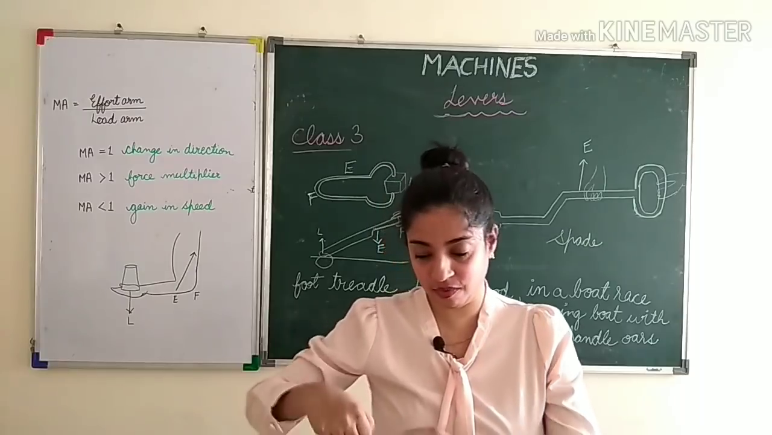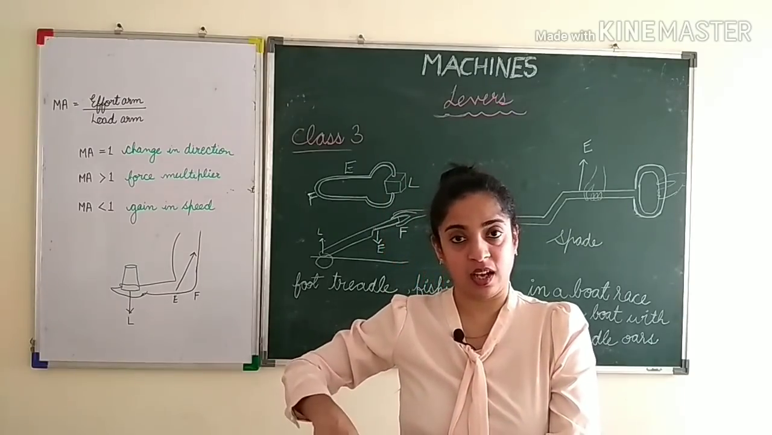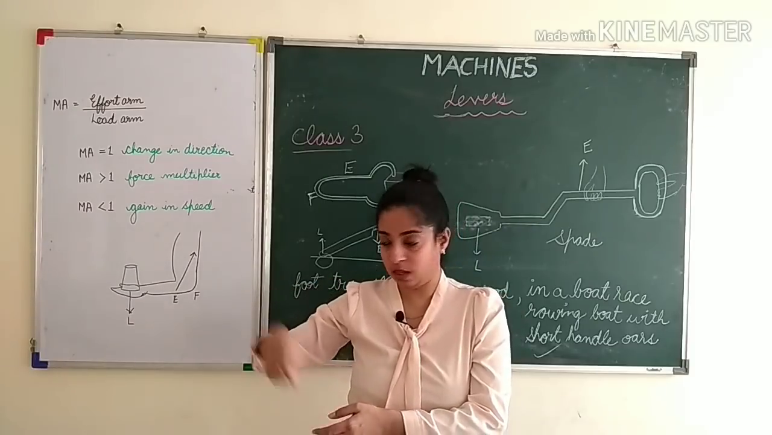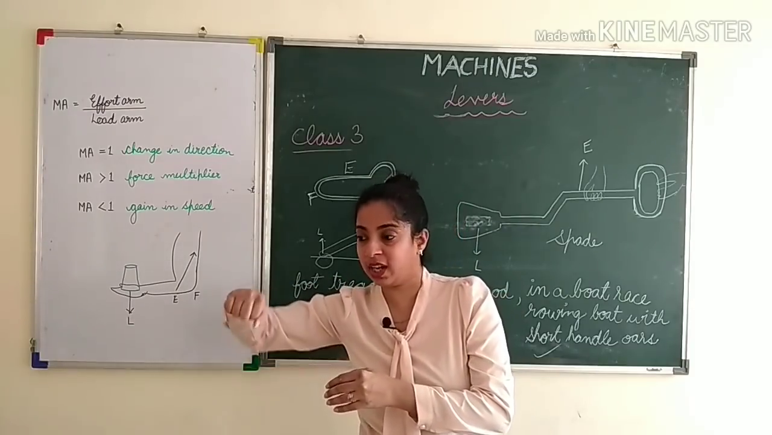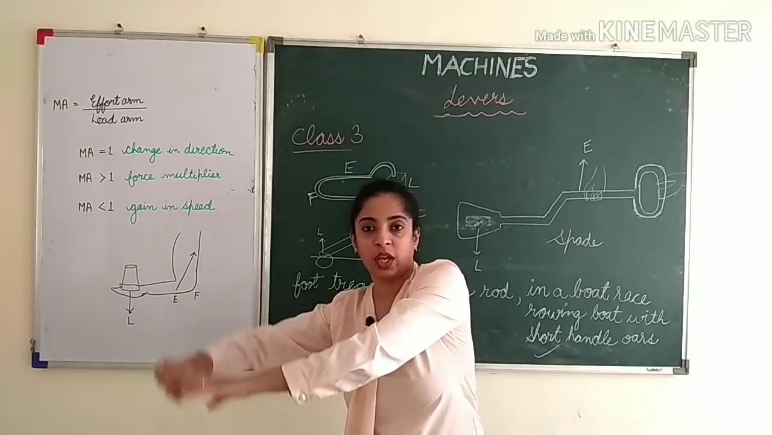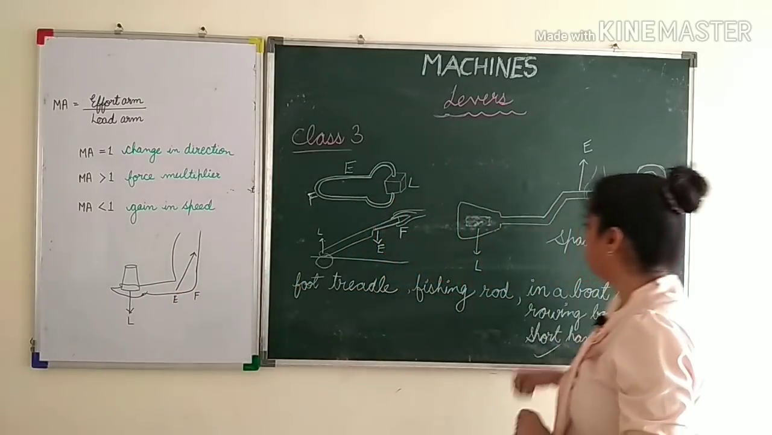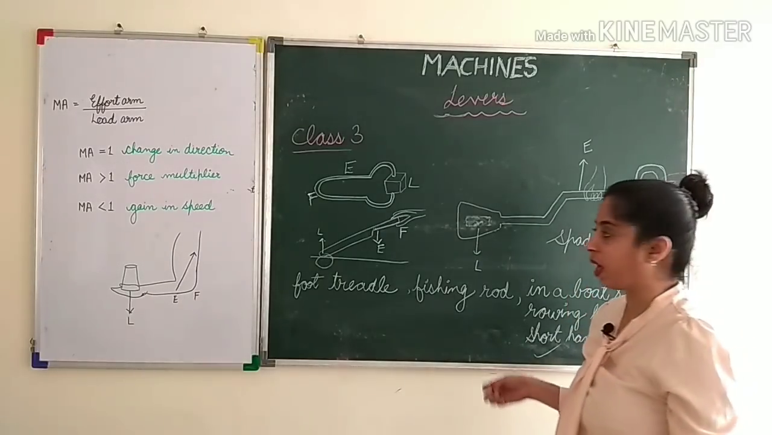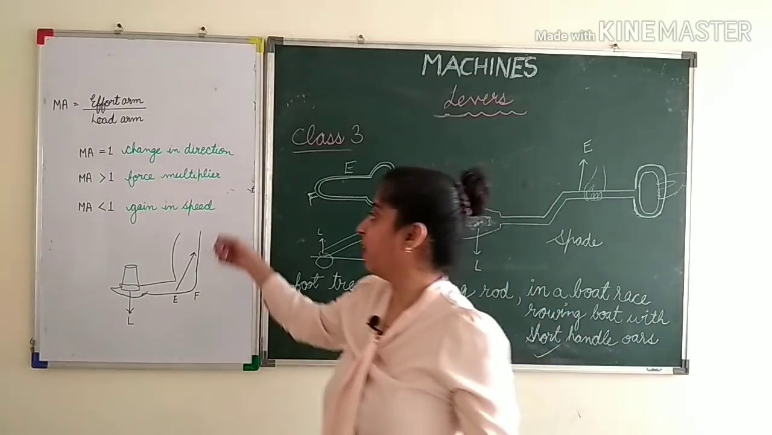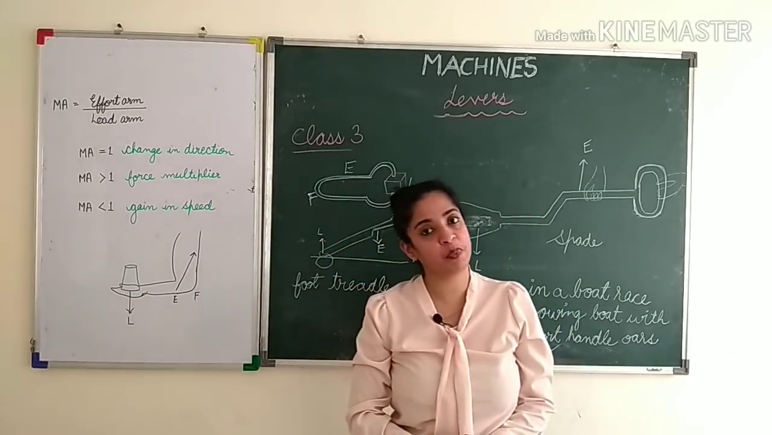Here what he does, the fulcrum is at the boat, on the side of the boat he keeps it. The oar goes in the water and in between, that is his hand is outside the boat. So in between he applies effort. So effort is in between. So mechanical advantage will always be less than 1 and it will act as gain in speed.